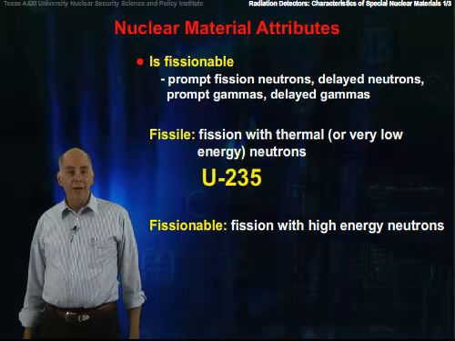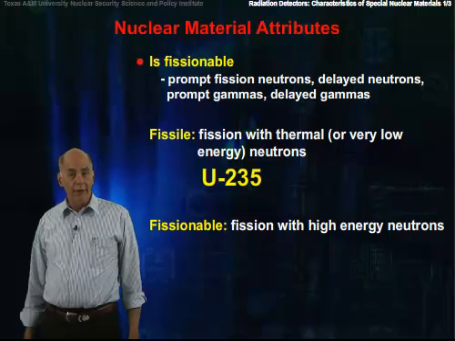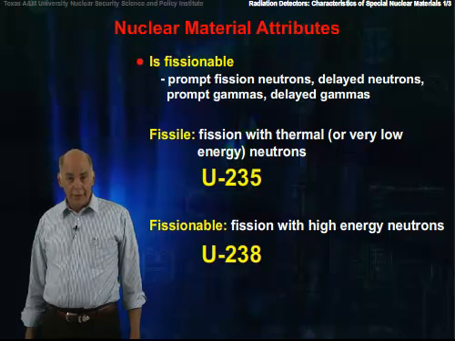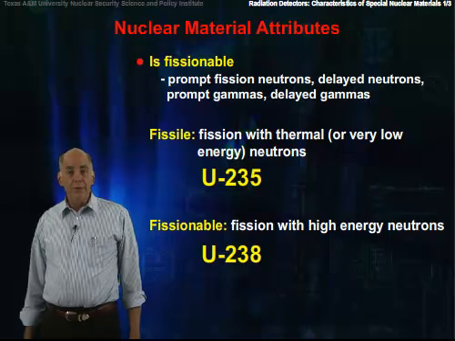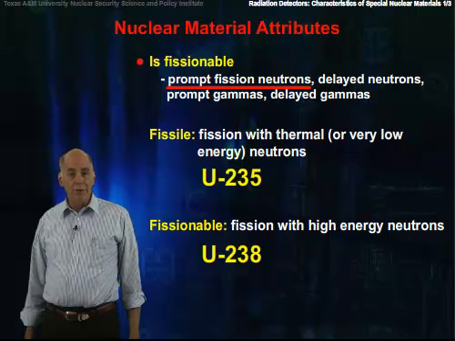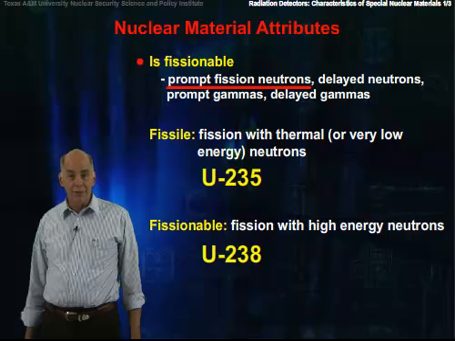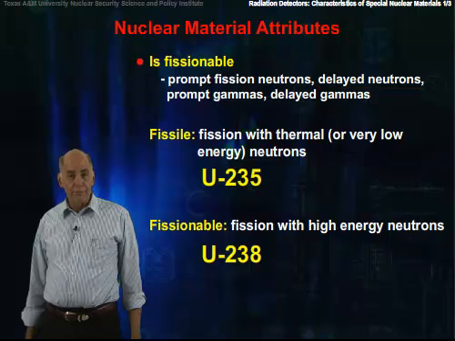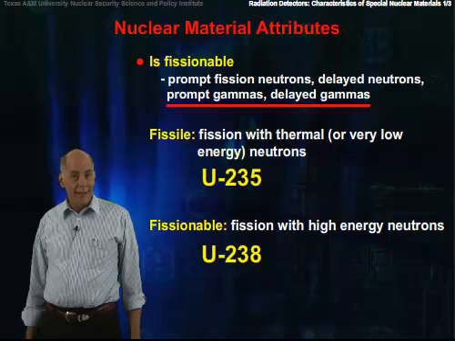An example of fissile material is uranium-235, and an example of a fissionable nuclide is uranium-238. From fission, we have prompt fission neutrons that are formed within 10 to the minus 15th seconds of the fission, delayed neutrons coming milliseconds to tens of seconds after the fission, and prompt and delayed gammas.